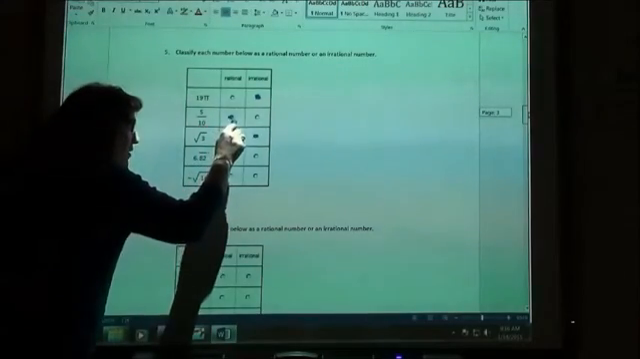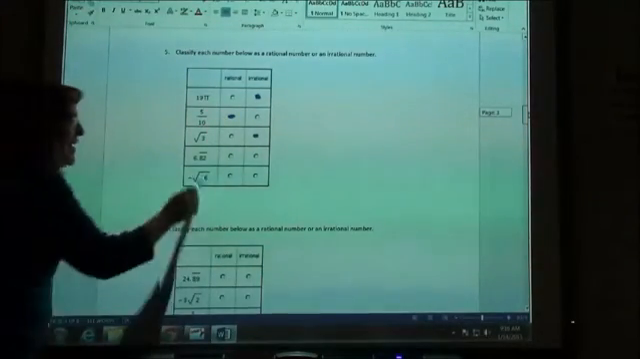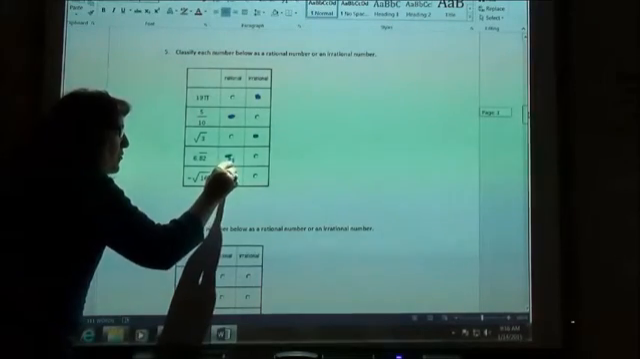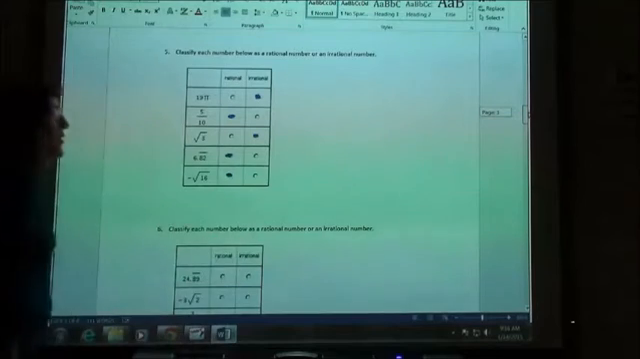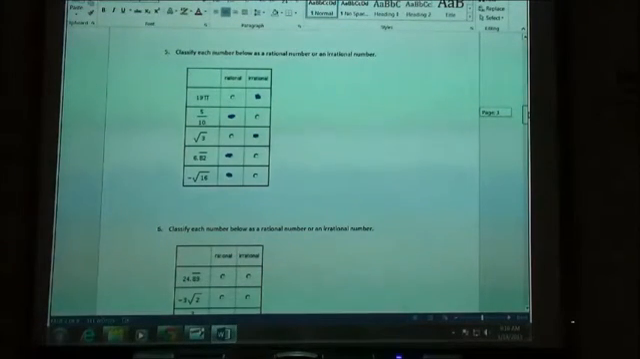5/10 is a fraction, which is what a rational number is. Then we have 6.82 with the bar, which is a repeating decimal. And then we have negative square root of 16, and 16 is a perfect square, so if we had to write it as a fraction, we could.